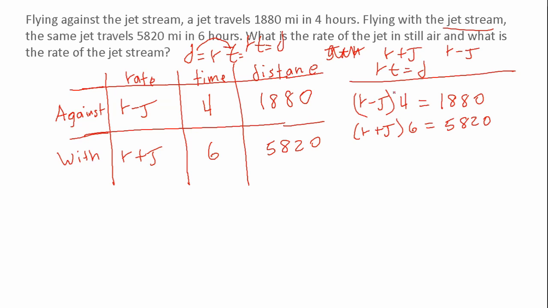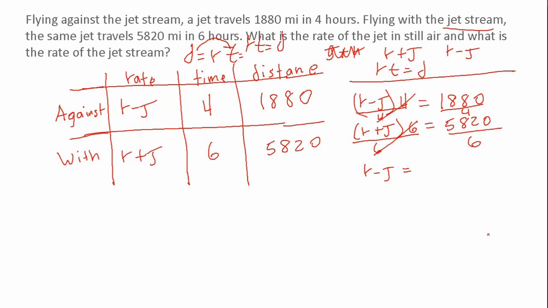What you could do is multiply this 4 to this r and this j, and multiply this 6 to this r and the j. Or you can simplify this problem as your next step by dividing this side by 4 and this side by 4. This will get rid of this 4 and leave you with just r and j. And if you divide this side by 6 and this side by 6, this crosses out and leaves you with r plus j. Let's go ahead and do that. Again, I'm dividing this side by 4 and this side by 4. That leaves me with r minus j equals 1880 divided by 4.